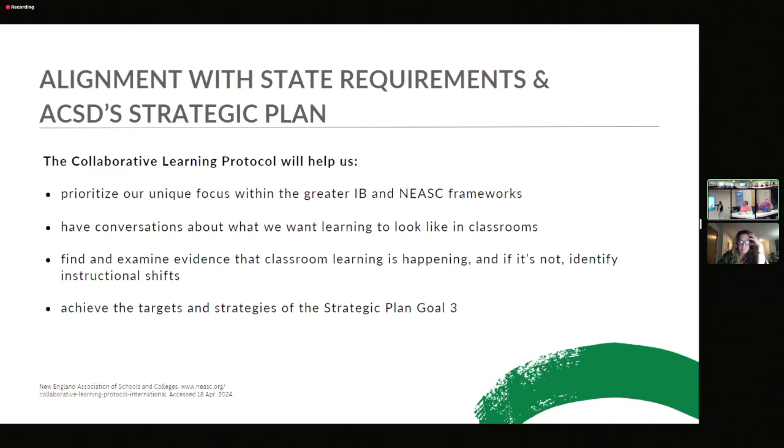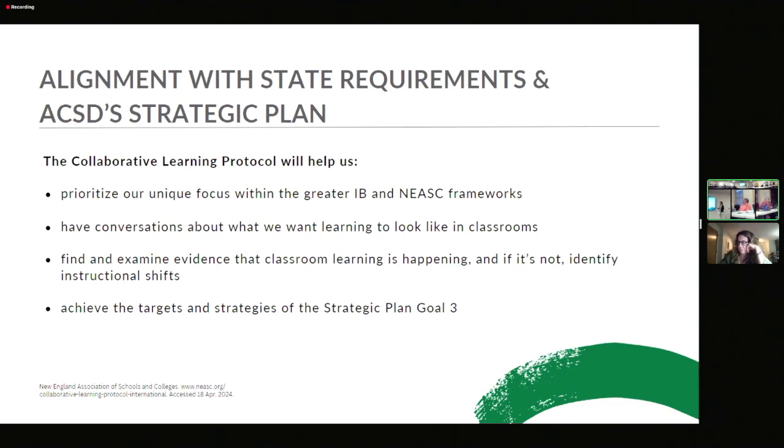This bullet right here about finding evidence: when we went through the mock workshop, there was a huge emphasis on finding evidence of impact. They don't want to see agendas showing that we've talked about things we say we want to be doing. They want us searching our classrooms for evidence that we're doing what we say we need to be doing. And if we're not, that's on us to talk about and reevaluate why.